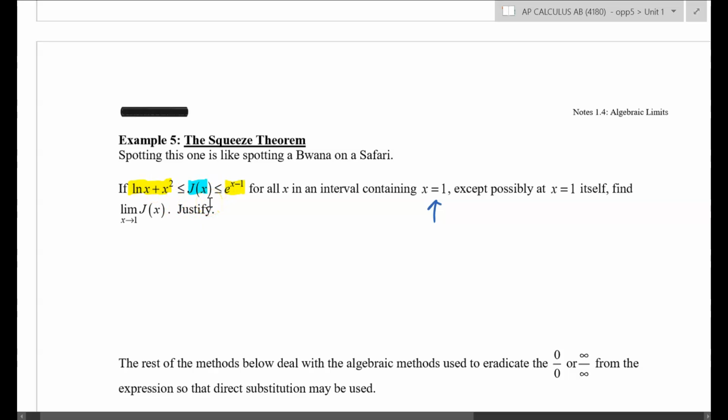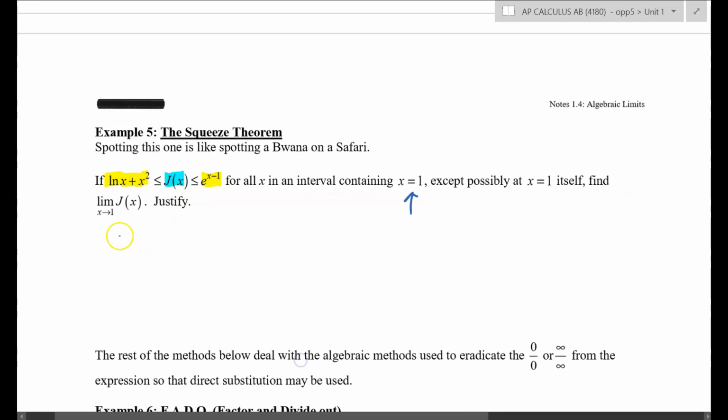Can I figure out the limit? Well, I can figure out the limit if this and this happen to be the same, right? If these happen to be the same, then this has to fit in the middle of it. And we saw that graphically, didn't we? Okay, so let's take the limit of each of these pieces.